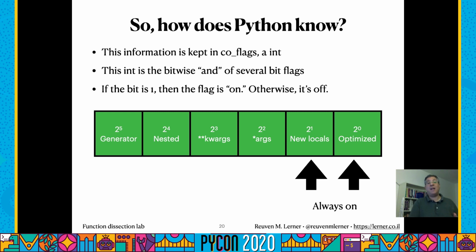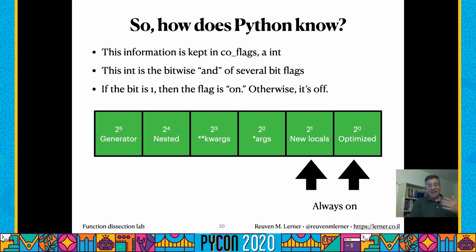But then we have splat args. If the 3rd bit from the right is 1, then the function has splat args. And if it's 0, then it doesn't have splat args. Similarly, if the 4th bit from the right is set on, then the function takes keyword arguments, kwargs, and if not, then not. Nested functions: if I define a function inside of another function, then that bit is going to be turned on. And finally, if you've ever wondered how Python can tell the difference between a regular function and a generator function, how does it know whether it should execute the function or return a generator? There's a generator bit there. If that's on, then it's a generator function.